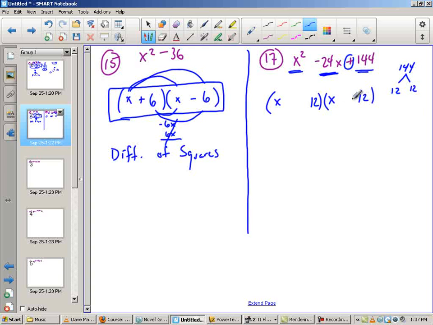We could try plus, we could try minus. But here's what I notice: I'm supposed to add them to get a negative. So I'm going to put a minus and a minus.